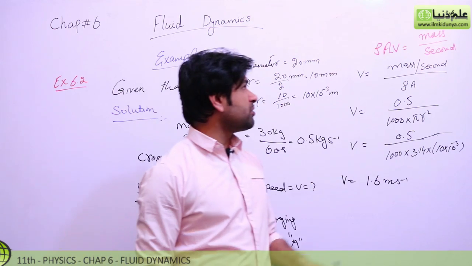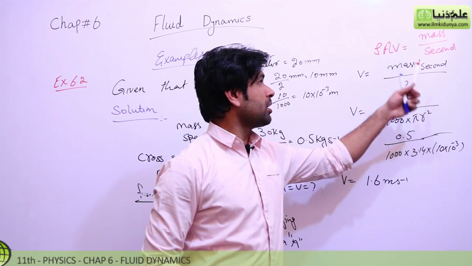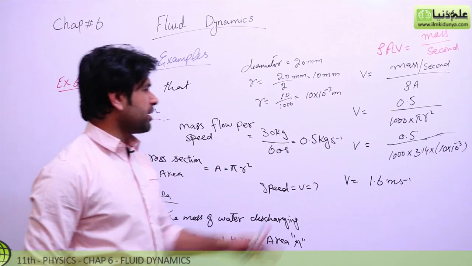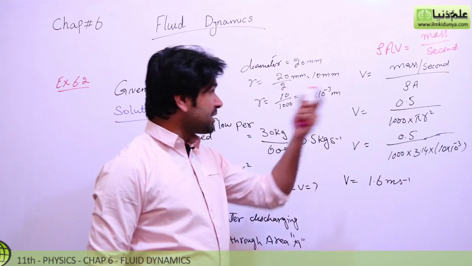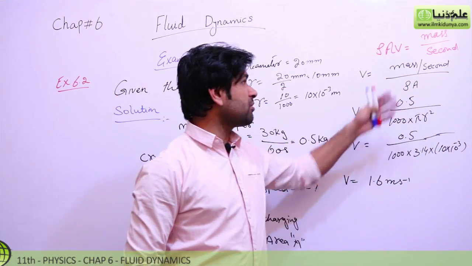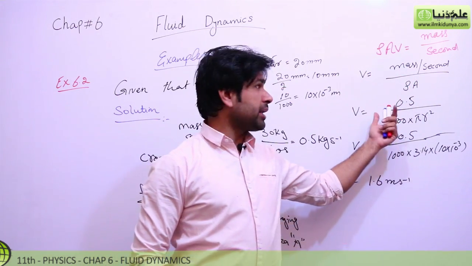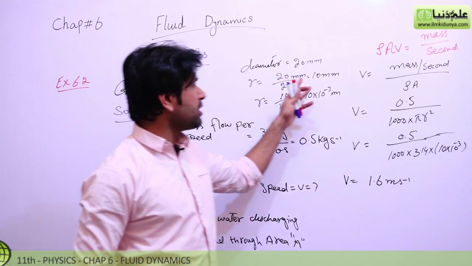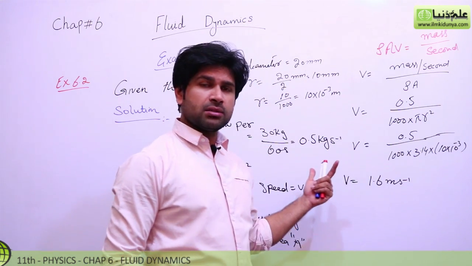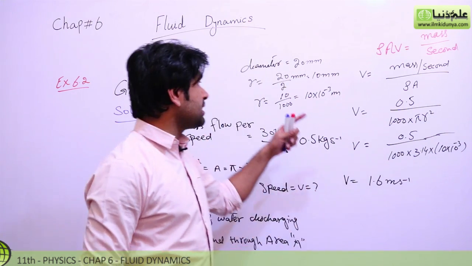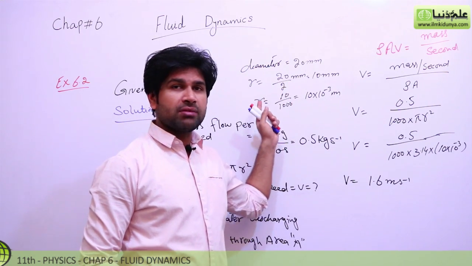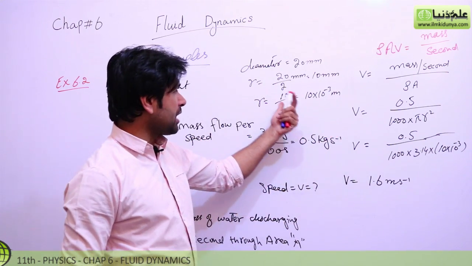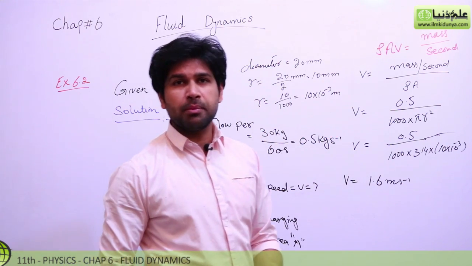How can we find out this? We will use this formula rho into A into V, which is equal to mass per second, and we already have derived mass per second is 0.5 kg. By rearranging this we can have V equal mass per second over rho into area, and area is pi r square. We have given diameter 20 millimeter. First we will divide this 20 millimeter by 2, then we can have the radius, and then we convert this millimeter into meter, and for this sake we will divide 10 by 1000, and we can have 10 into 10 raised to the power minus 3 meter.